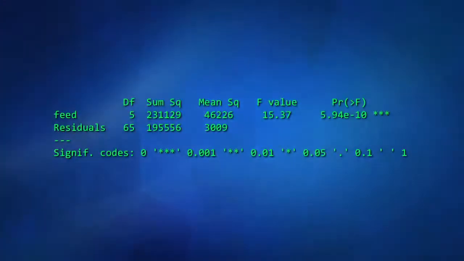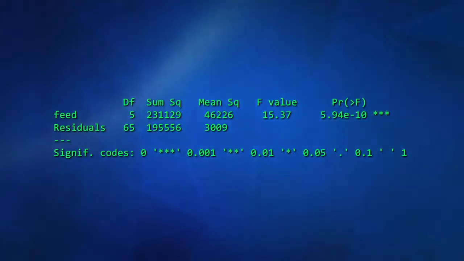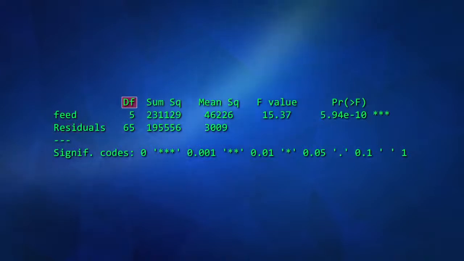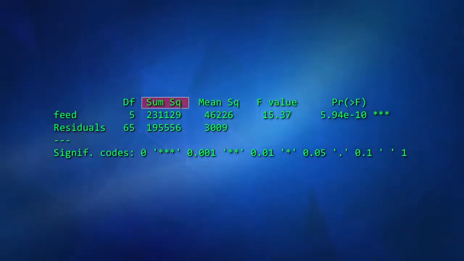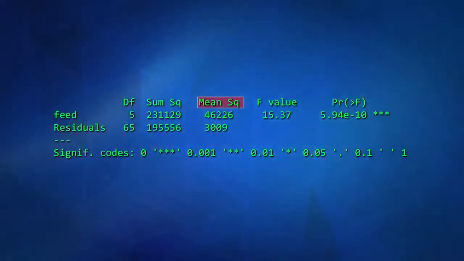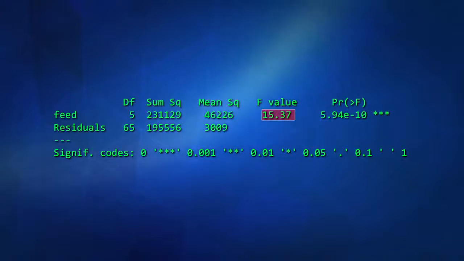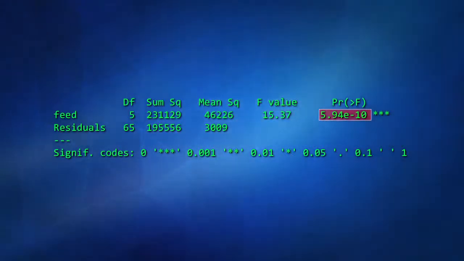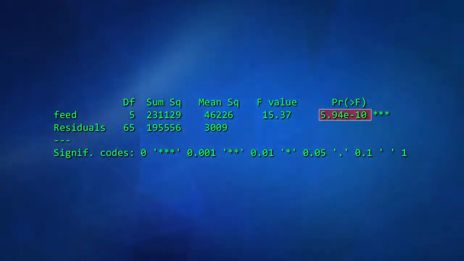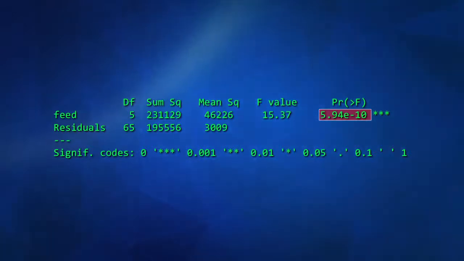Notice here we have our standard ANOVA table. We have feed and the residuals. We have the associated degrees of freedom, the sum of squares, the mean square error, and then notice our F statistic, 15.37. The p-value associated with that F statistic is super small, which gives us evidence to reject the null hypothesis that the means are equal.